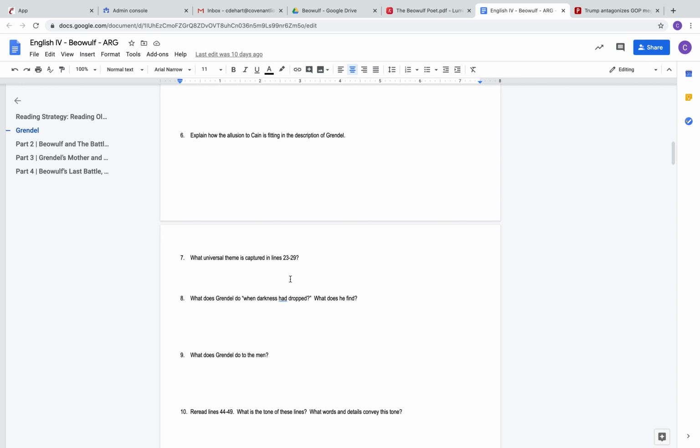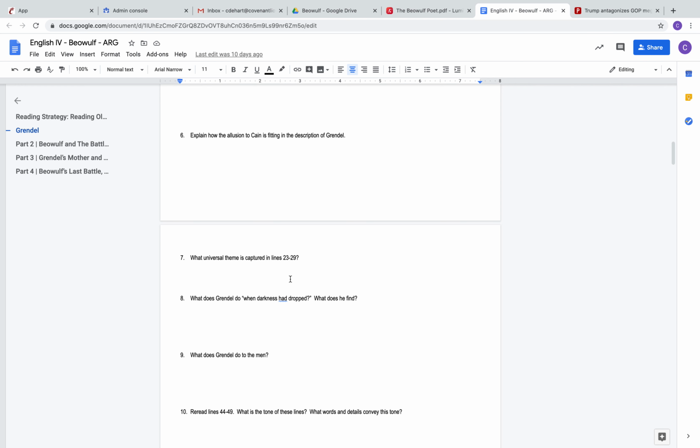Then, when darkness had dropped, Grendel went up to Herot, wondering what the warriors would do in that hall when their drinking was done. He found them sprawled in sleep, suspecting nothing, their dreams undisturbed. So, we all know what happens in mead halls. I explained it to you. And so at the end of their night, they were done. They were sleeping it off. And Grendel went up to Herot in the middle of the night, once darkness happened.